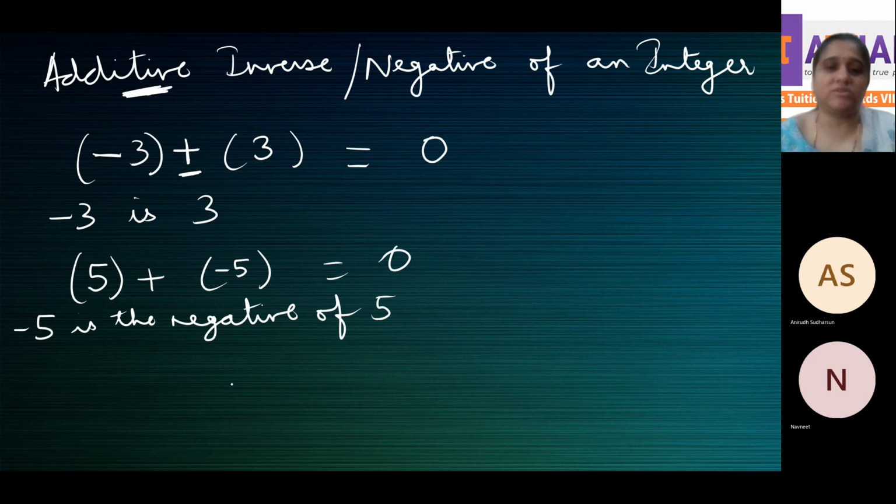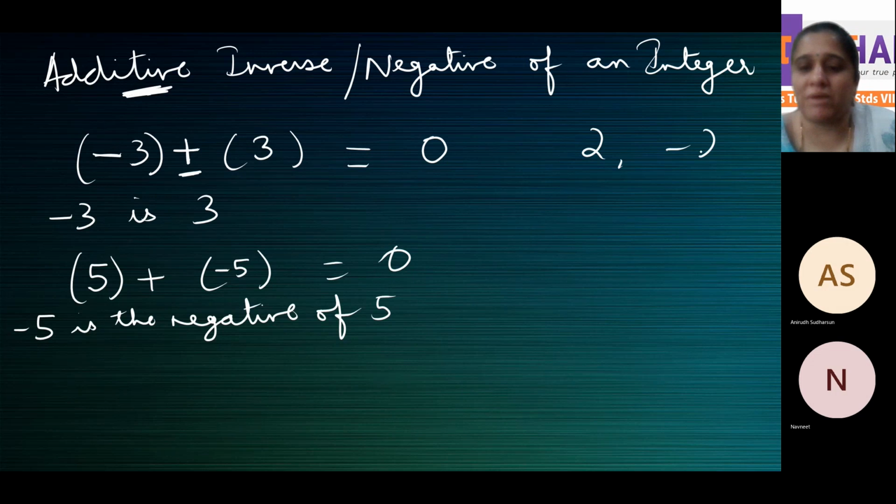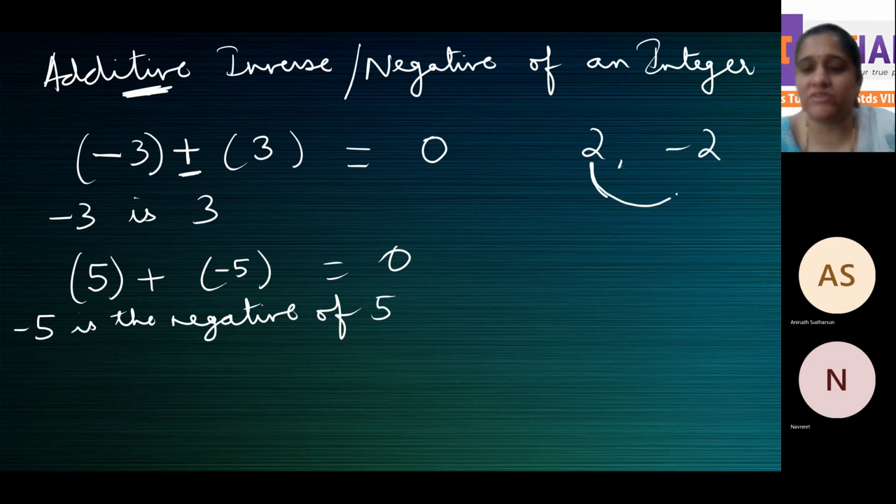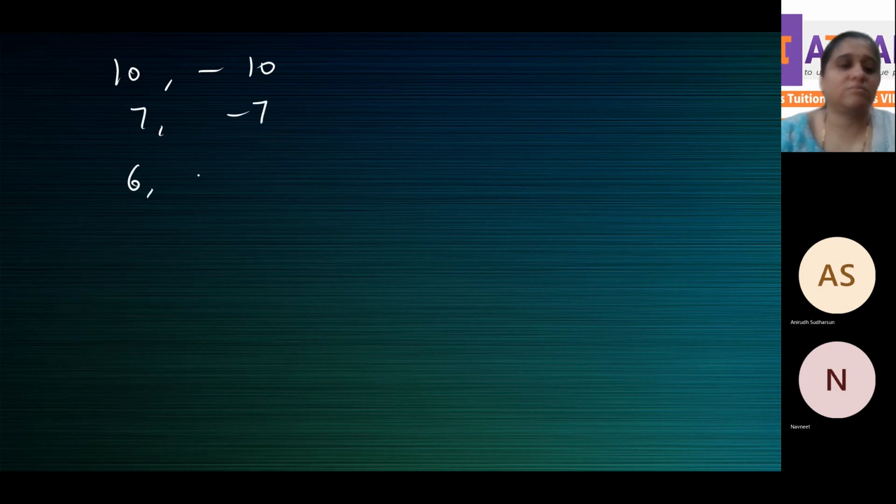The vice versa is also true. When you take these integers 2 and minus 2, we say that 2 is the additive inverse of minus 2. Minus 2 is the additive inverse of 2. 2 is the negative of minus 2. Minus 2 is the negative of 2. Do we understand that? Yes, ma'am.